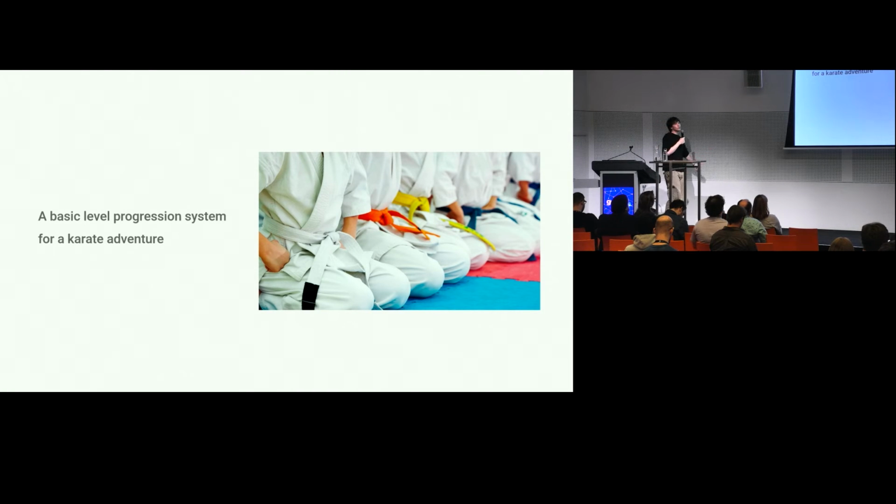So some examples, really easy. A basic level progression system for a karate adventure. You could use this idea of colored belts, right? Be culturally sensitive, just by the way, maybe do your research. But people generally understand what it means to become a black belt, right? So if you tell the player, become a black belt, they're like, cool, I know what that means. You don't have to really explain that much.